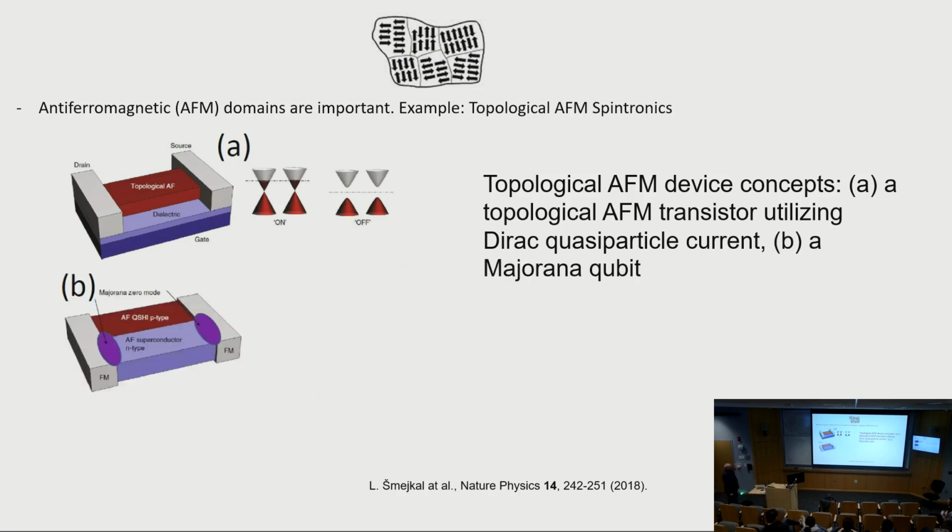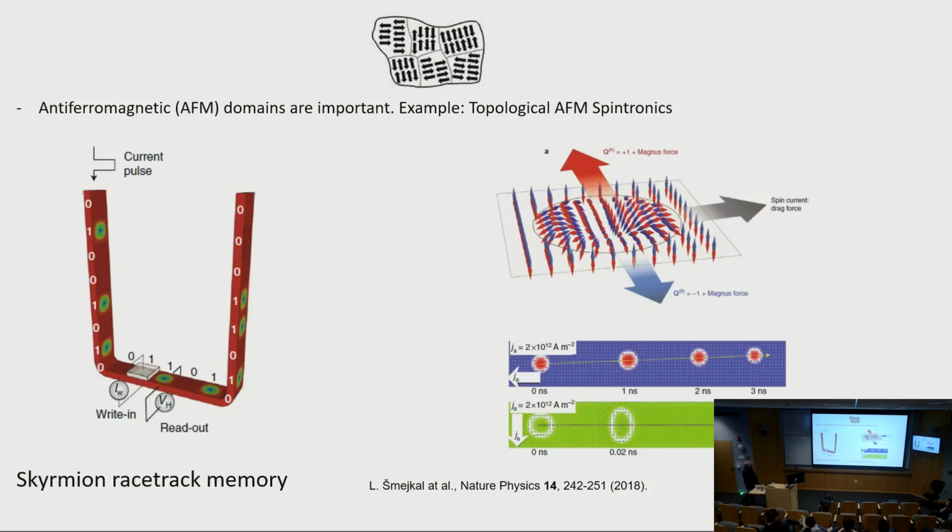If you combine antiferromagnetic material showing a certain type of quantum Hall effect with an antiferromagnetic superconductor, it turns out that theory predicts existence of Majorana fermions at these points, and one can build a quantum computer, at least in theory, using the Majorana qubits. What is more practical, another example that I'm showing here, is a so-called Skyrmion racetrack memory.